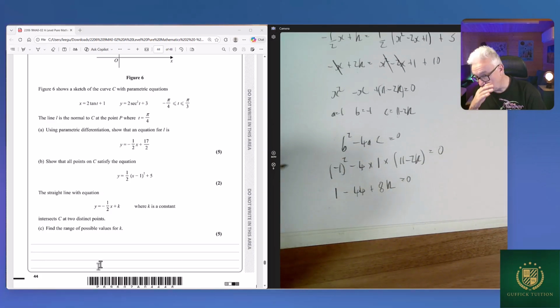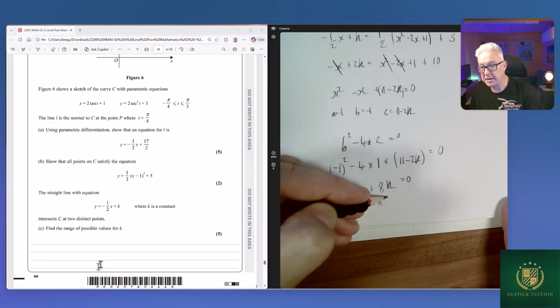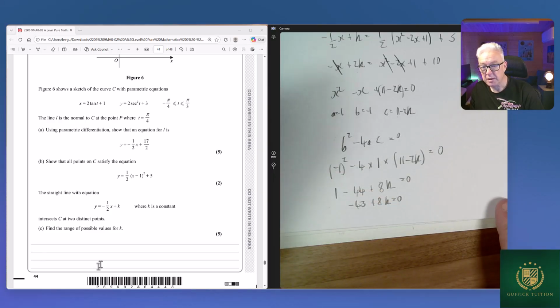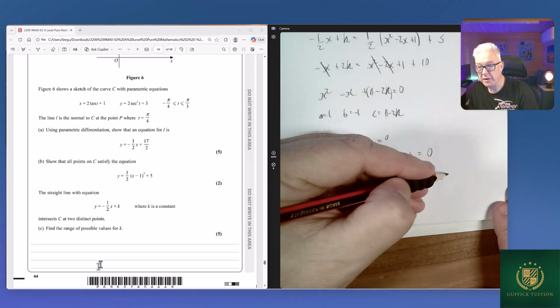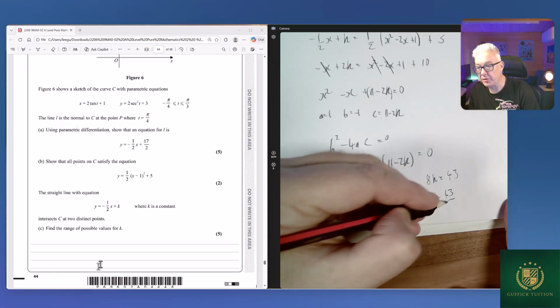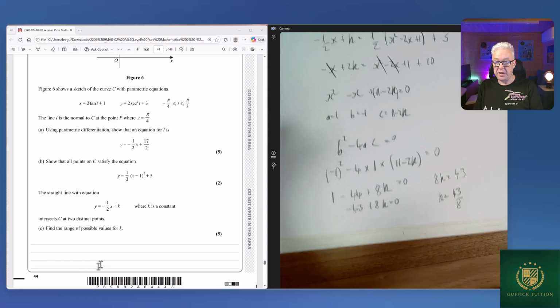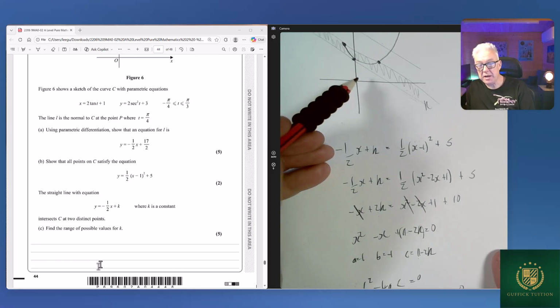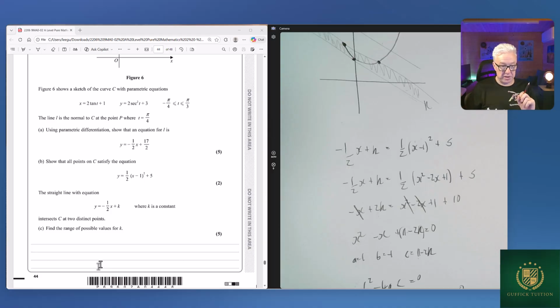1 minus 44 is minus 43, plus 8k equals 0. So therefore 8k is equal to 43. So therefore k is equal to 43 over 8. Now that's one of our values. So when k is 43 over 8, the line is a tangent. But notice we're looking for 2 distinct solutions.